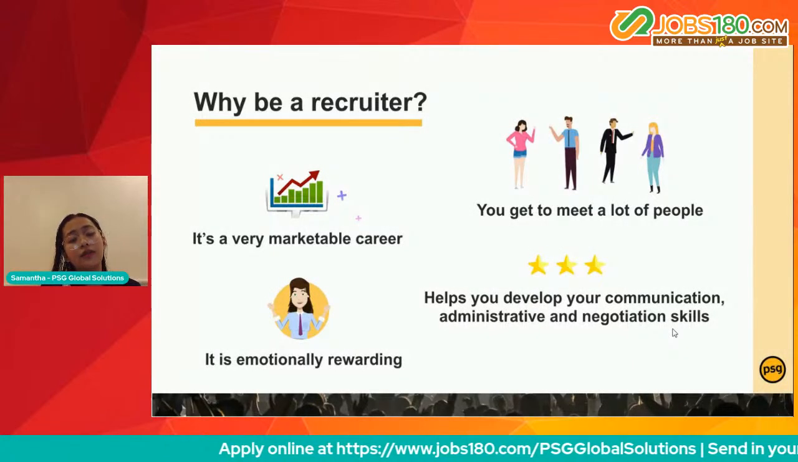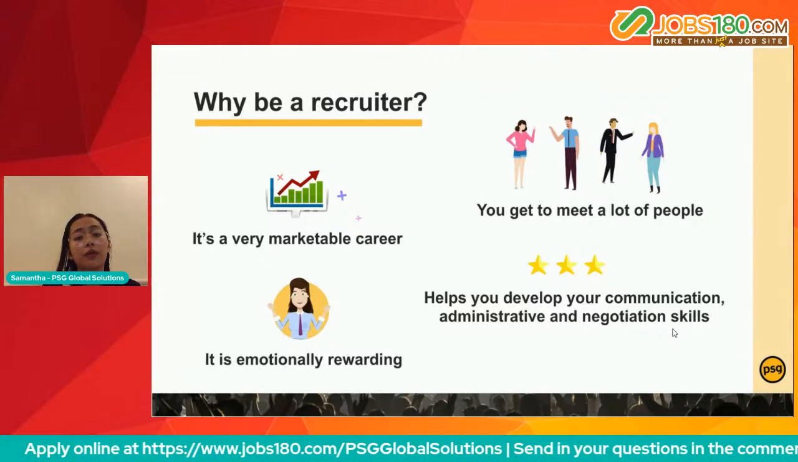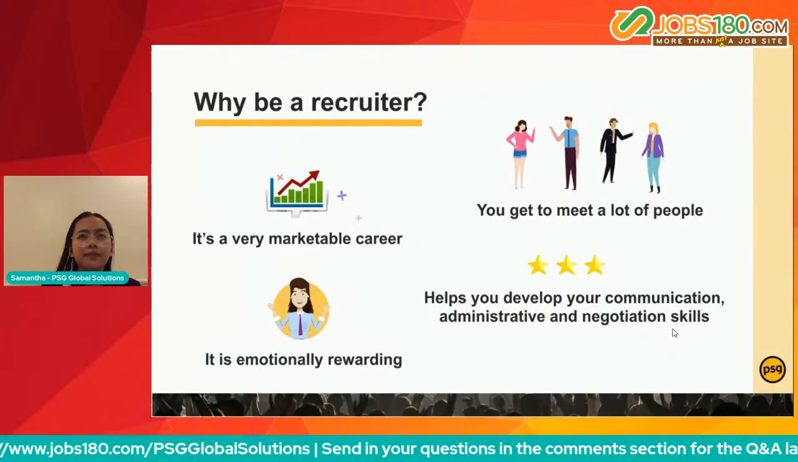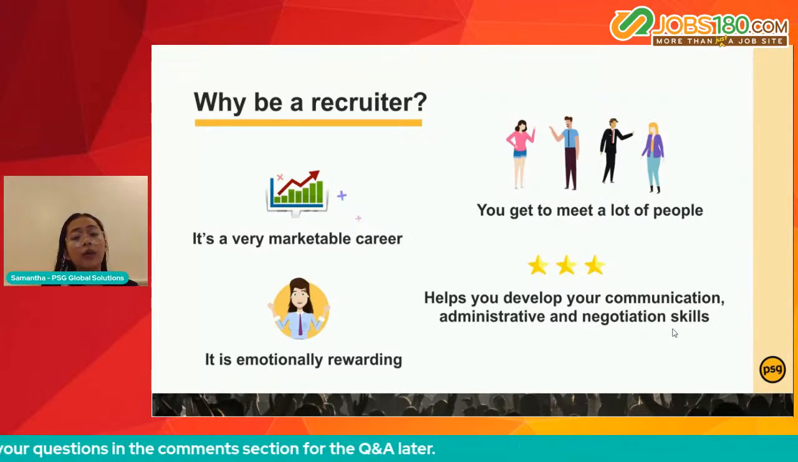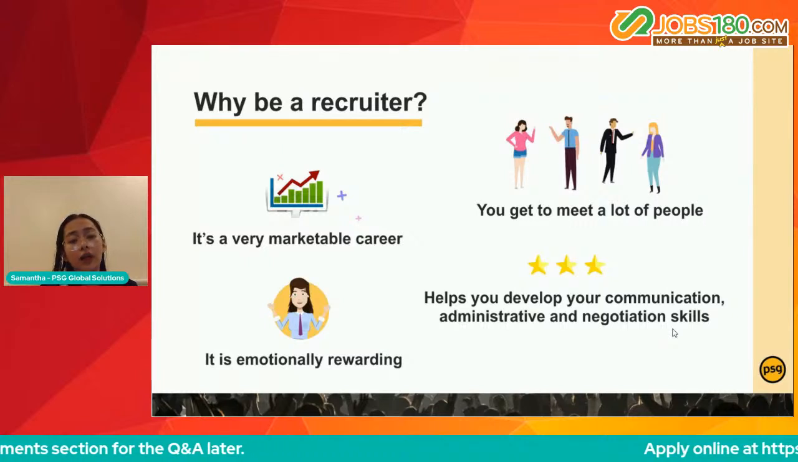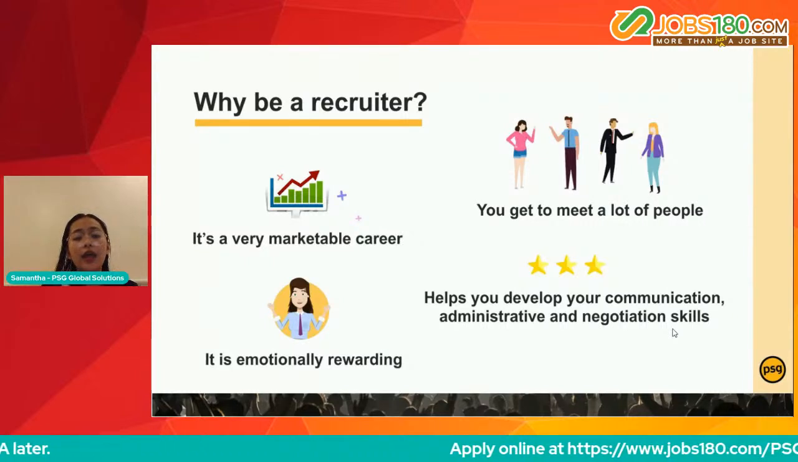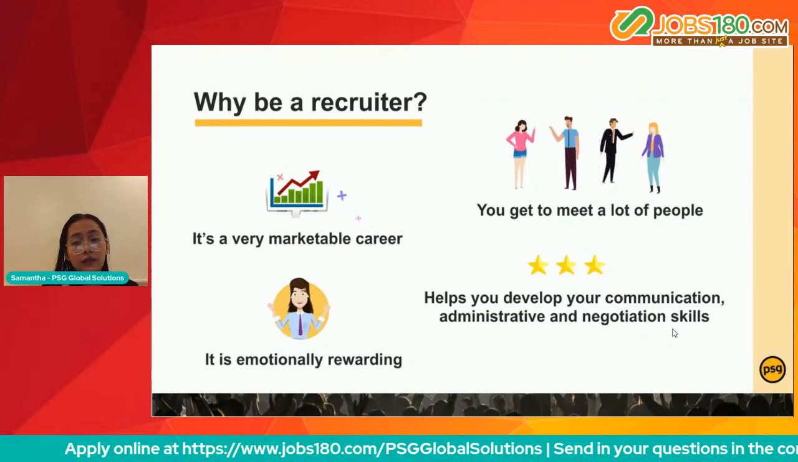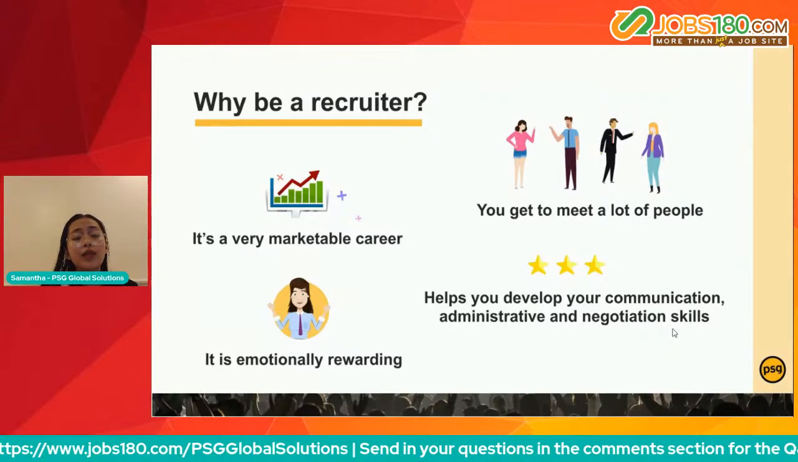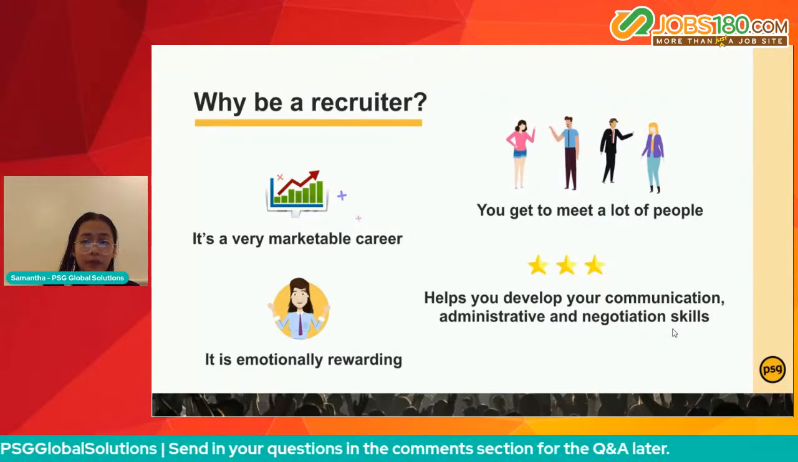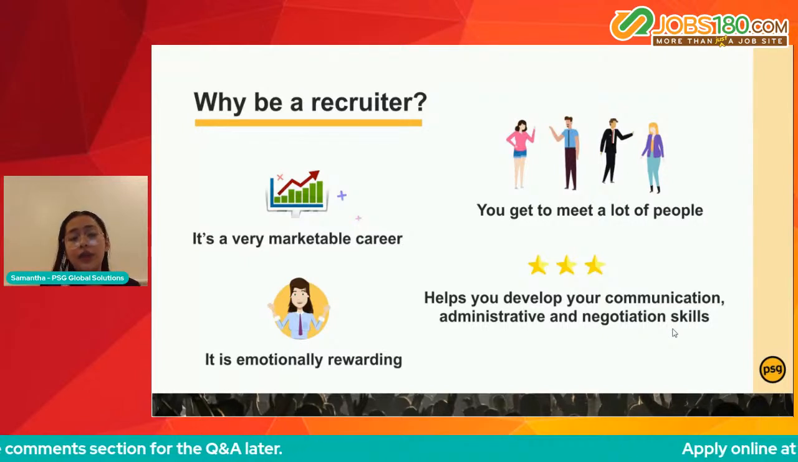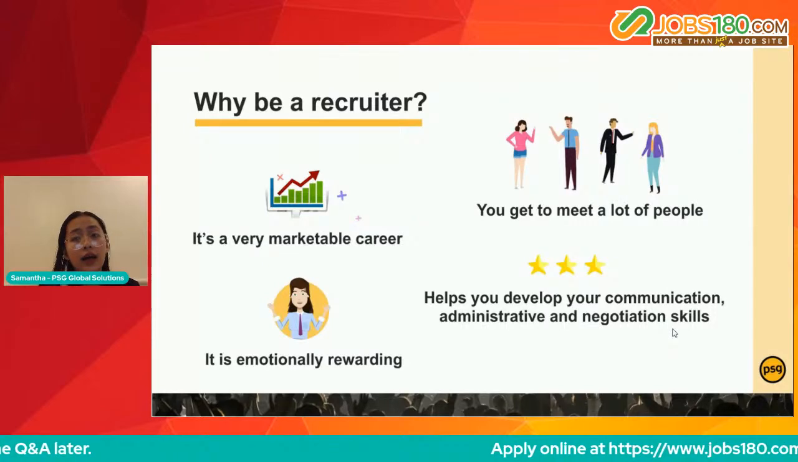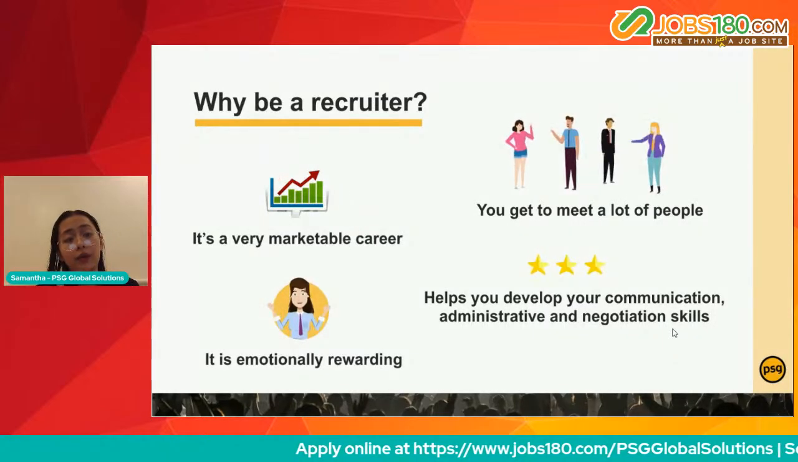Why be a recruiter? You might ask yourself. Number one, you get to meet a lot of different people, from different walks of life and different careers. Number two, it's a very marketable career. It also helps you develop your communication, administrative, and negotiation skills. And finally, it is emotionally rewarding because at the end of the day, a recruiter or a recruitment specialist gets paid to help other people, right? Especially in this pandemic, you get a chance to help other people find opportunities, find jobs. So that's what's most rewarding about becoming a recruiter.